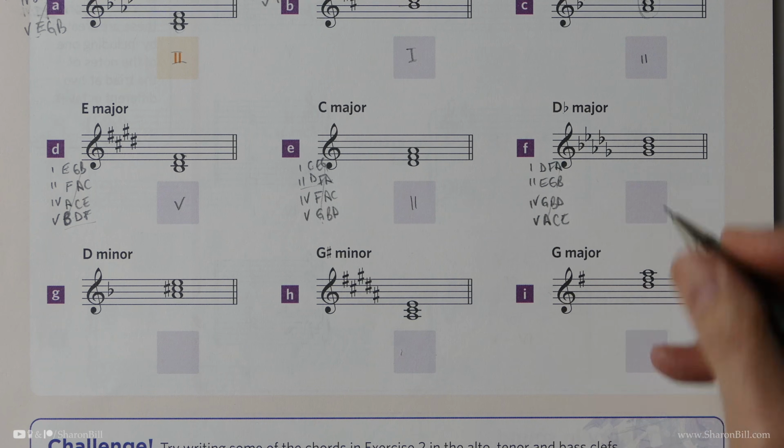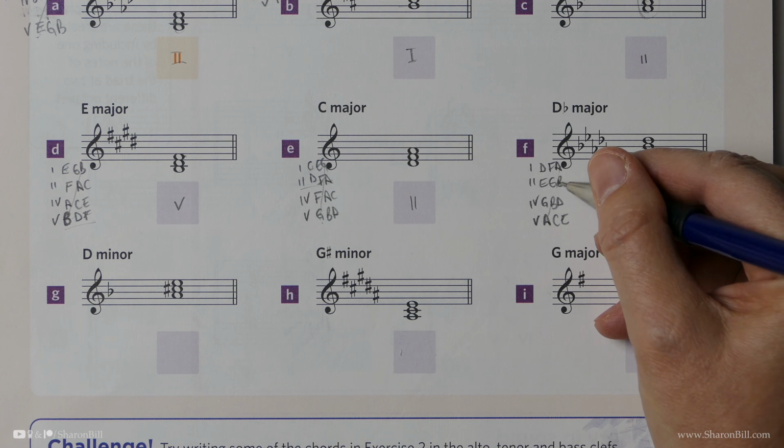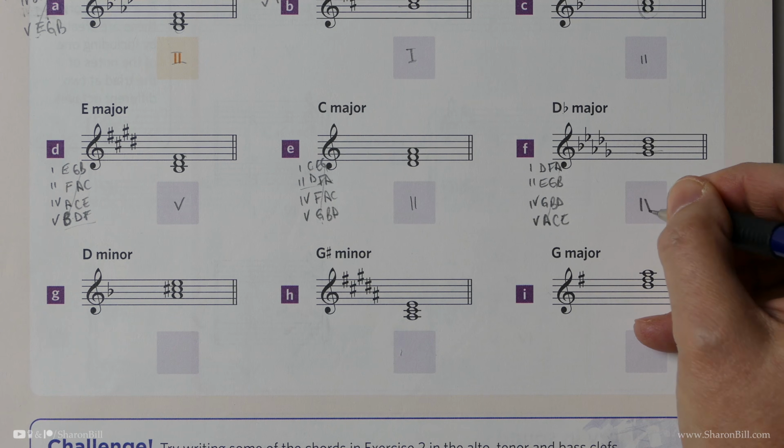That's correct. And here we have G, B, D. Of course, it's flats, but that's okay. Your key signature deals with that. We can see that it's chord 4.